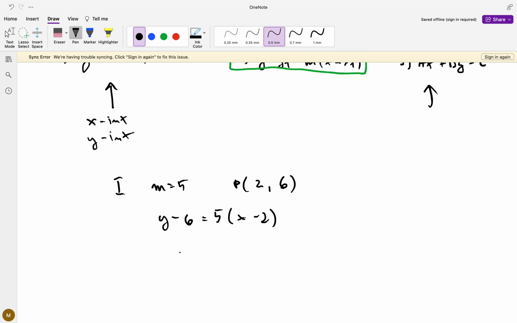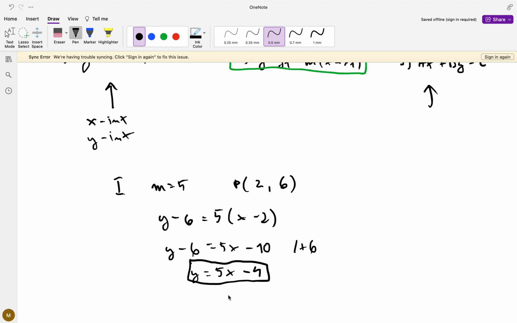Okay, let's FOIL it out. 5x minus 2 times 5, which is 10, so let me correct myself real quick. And finally, let's add 6 to both sides. And we are going to end up with slope-intercept form.